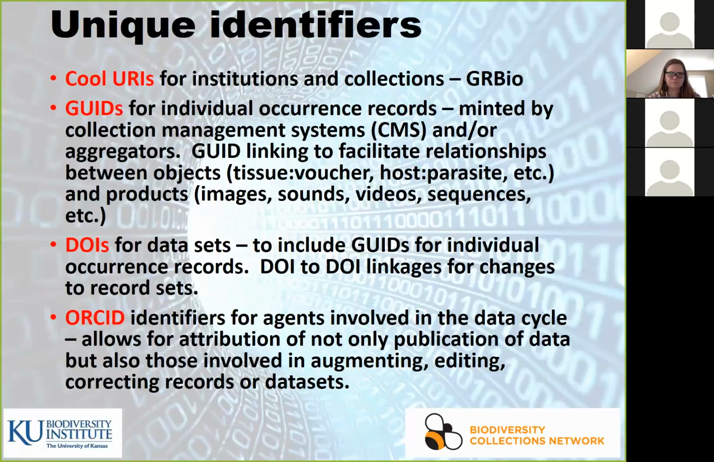So there are cool URIs that are generated by GRBio, which is the Global Repository of Biodiversity Collections, where there are cool URIs generated for both institutions and collections. Then there are GUIDs that are associated with individual collection records that are minted either in the collection management systems themselves. So things like Specify and Arctos and KE EMu can generate these things at the source. Or they are generated by the aggregators for those who are unable to generate them for themselves.